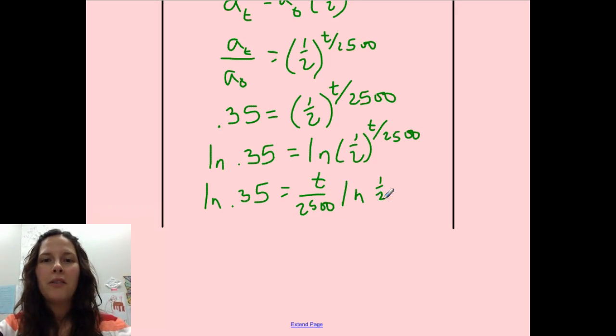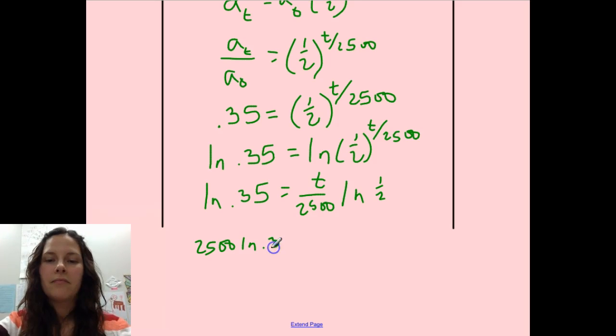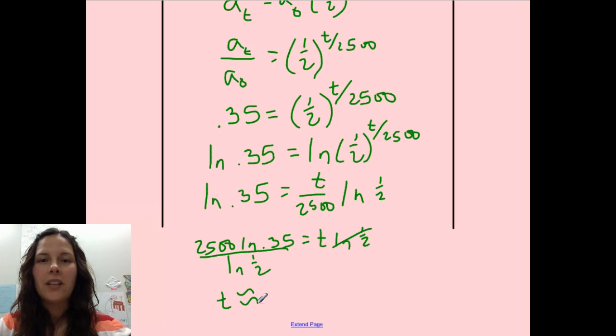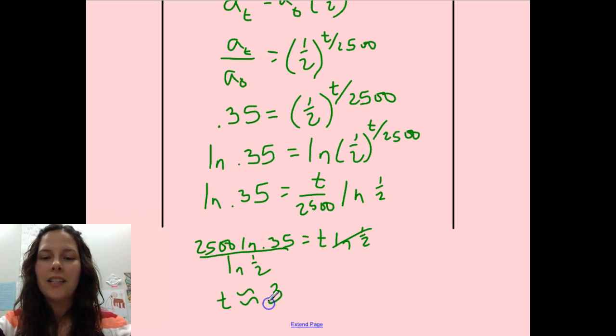Next, I want to get rid of my variable's denominator, so I'm going to multiply both sides by 2500. And that'll leave me with t times the natural log of 1/2. And then I can divide both sides by the natural log of 1/2 to cancel it on the right-hand side. And that'll give me my t value, which is about 3,786.433 years.